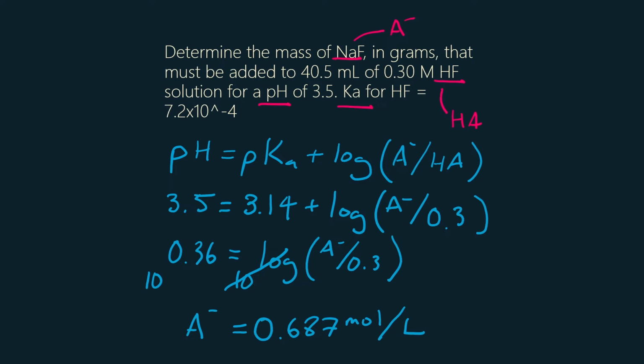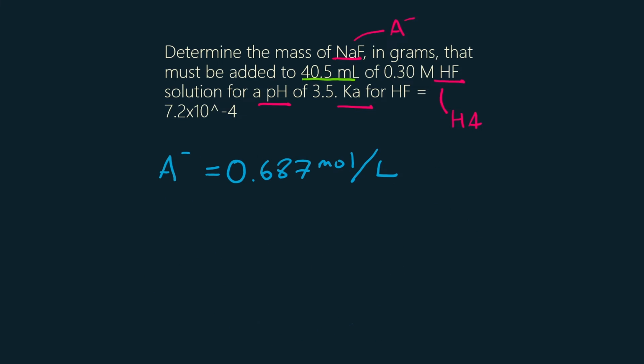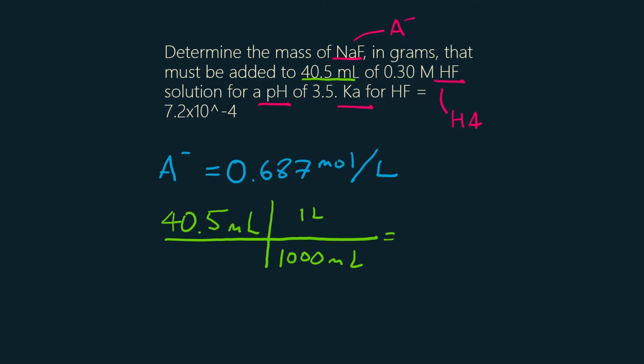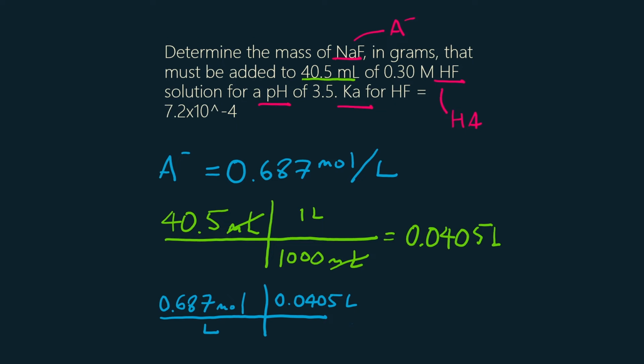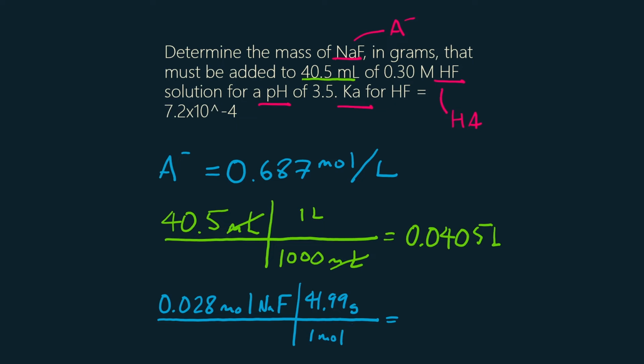So how can we convert its units to grams? First, let's take out its liters, since we know the volume. Convert the milliliter in the problem to liters. Next, we'll multiply these values together and get us our moles. From here, we can easily get to grams by using the molar mass of NaF. This gets us our final answer of 1.18 grams of NaF.